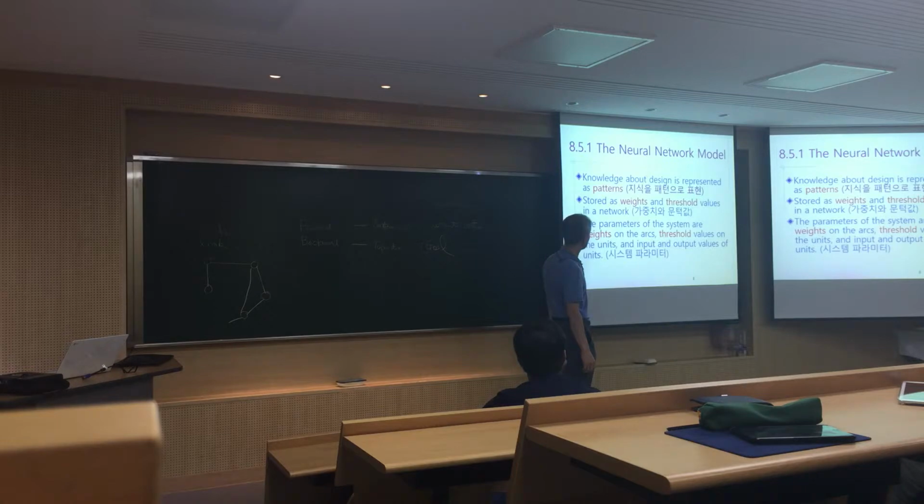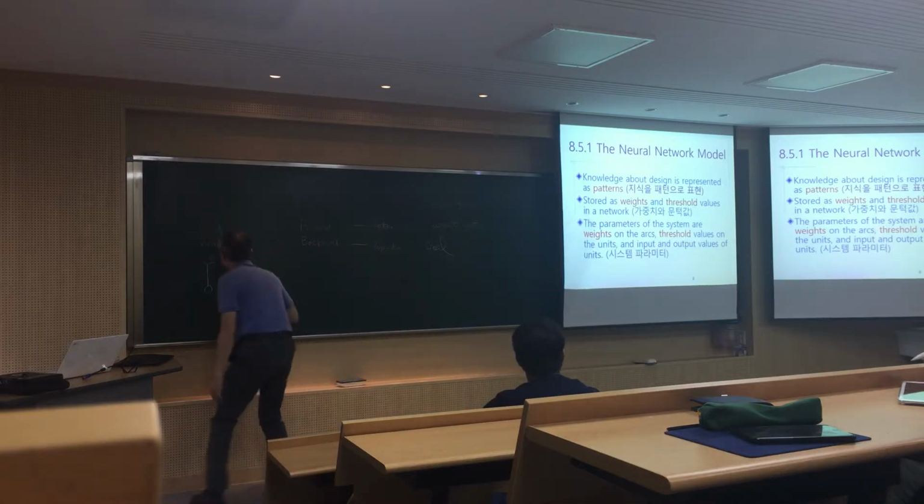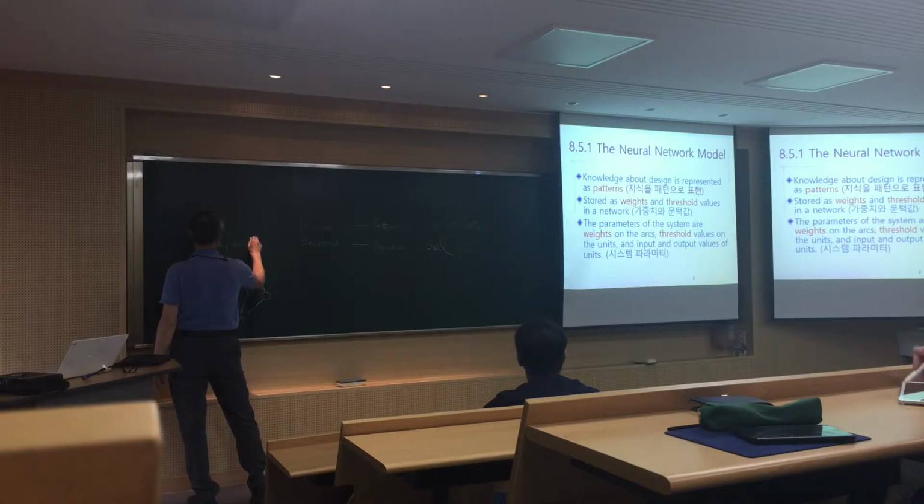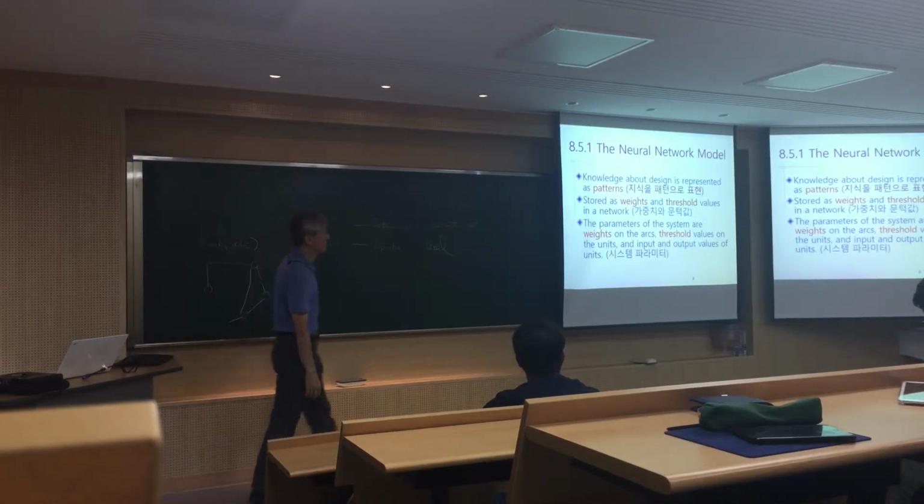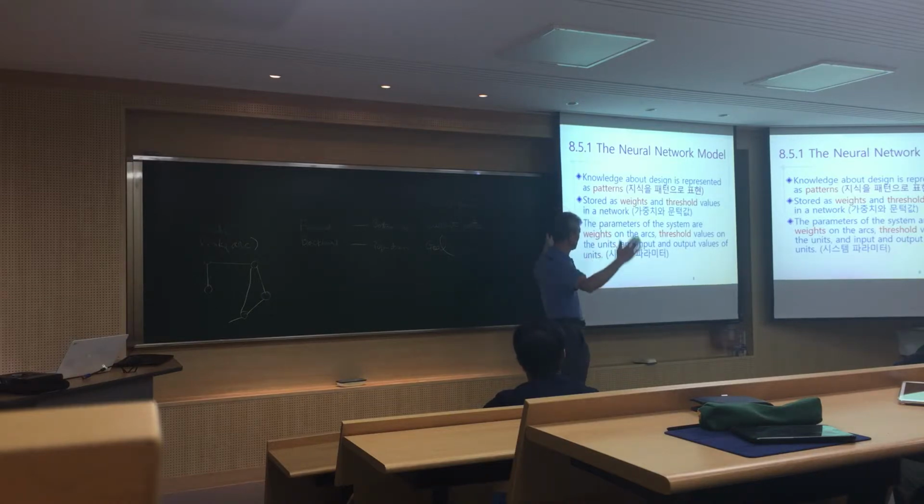And the parameters of the system are weights on the arcs. They are saying arc, less common than link, right? Arc. And threshold values on the units. This is a node, right? So the value of the node. And input and output values, this is the starting layer and ending layer, right? That's it.